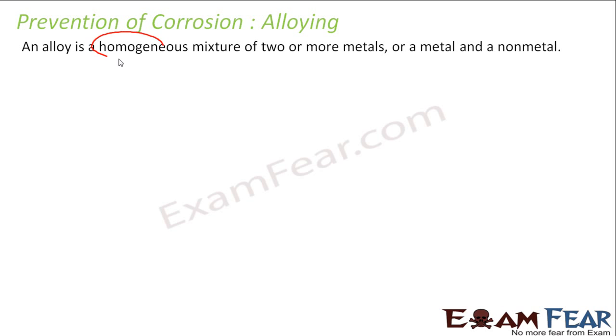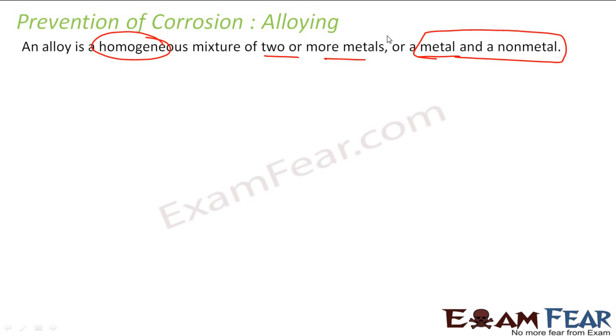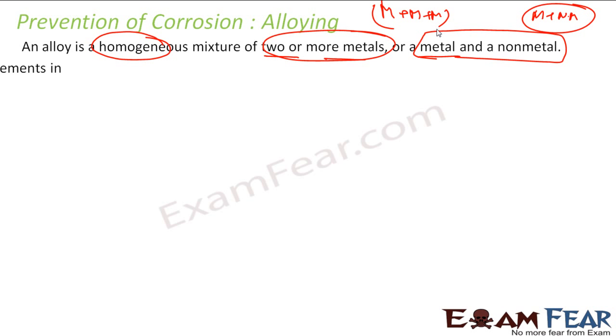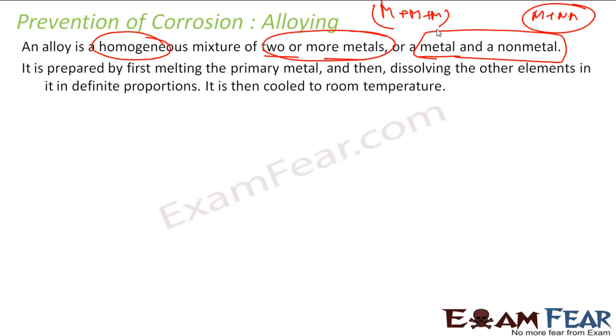Please note, alloy is a homogeneous mixture of two or more metals, or a metal and non-metal. So you can have a metal and non-metal combination, or you can have a combination of n number of metals. Like metal plus metal, or metal plus non-metal. So this is alloy, right? It is prepared generally by first melting the primary metal, then dissolving other metals in different proportions, and then cooling down.